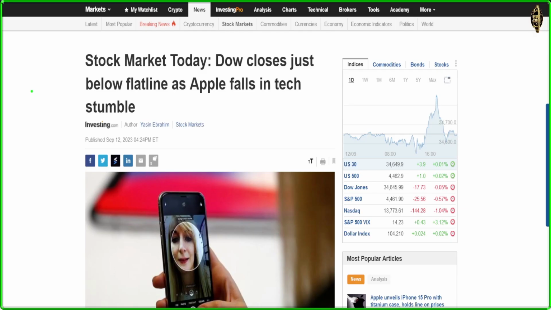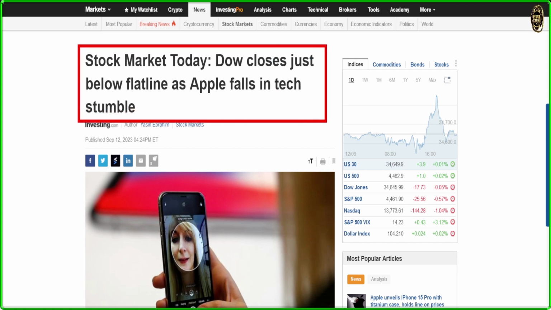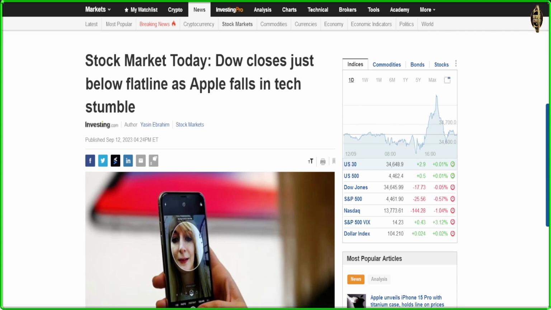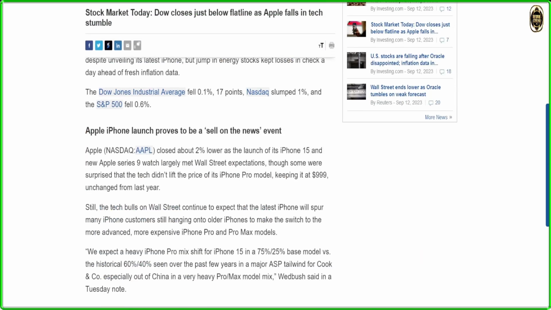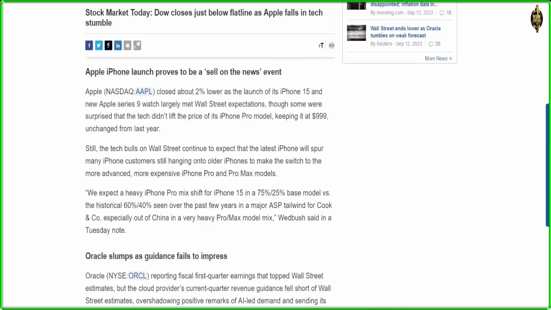So let's go in there. Here we are, guys. As you see, today the US stock market fell down because of Apple. They announced their new iPhone 15, but investors were expecting Apple to make the price higher than the iPhone 14. The problem is it's going to be the same price as the iPhone 14, and that will drive the stock down a little bit today. As you see here, you can read everything about that.